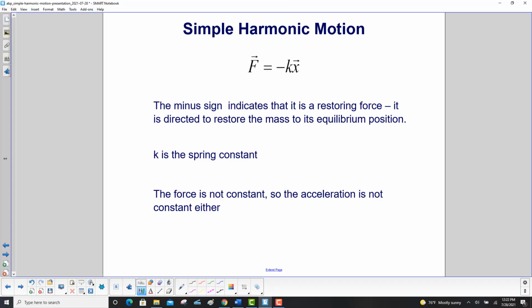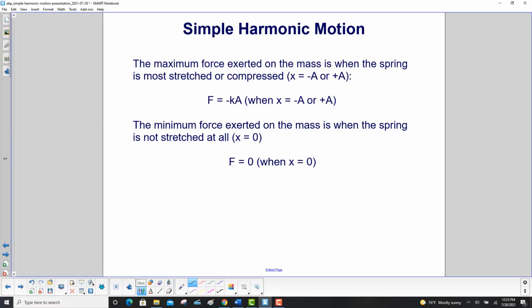The minus sign in Hooke's law indicates that it's a restoring force. It is directed to restore the mass to its equilibrium position. k, of course, is the spring constant, and very, very important, the force is not constant as it depends on the position, so the acceleration is not constant either.